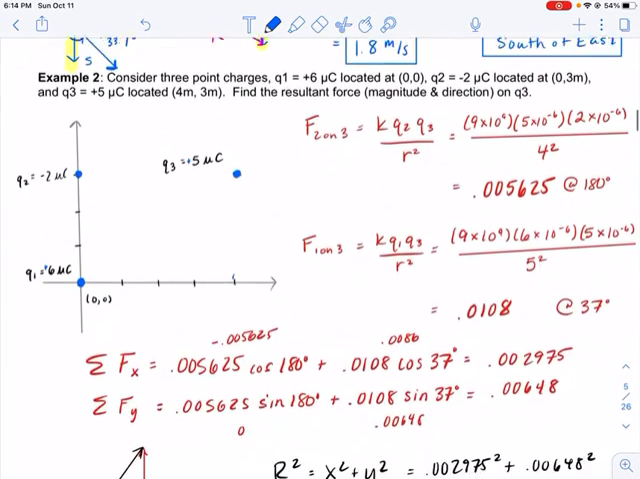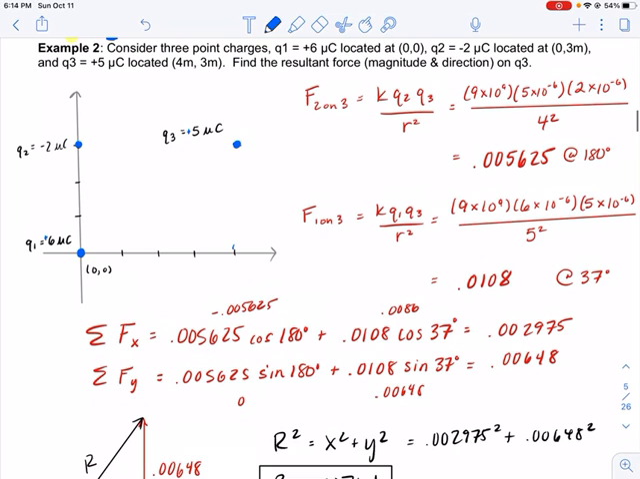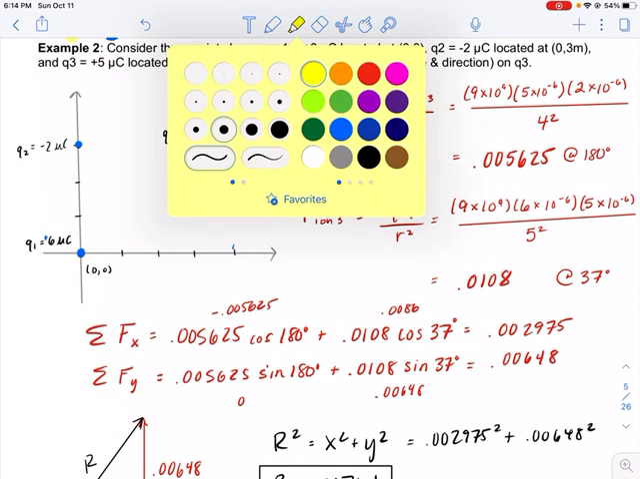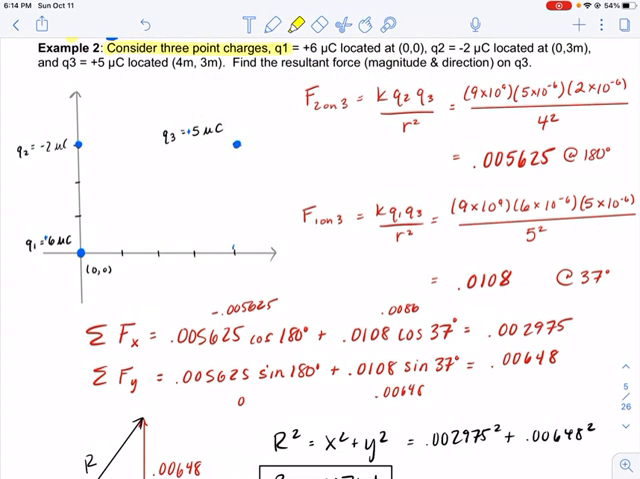Okay, so let's try an example with Coulomb's law. And here we go. Consider 3 point charges. Q1 is 6 microcoulombs located at 0, 0. Okay, so I have indicated that down here. Q2 is negative 2 microcoulombs located at 0, 3. So I've indicated that. And Q3 is 5 microcoulombs located 4 meters over, 3 meters up. Find the resultant force, magnitude, and direction on Q3.